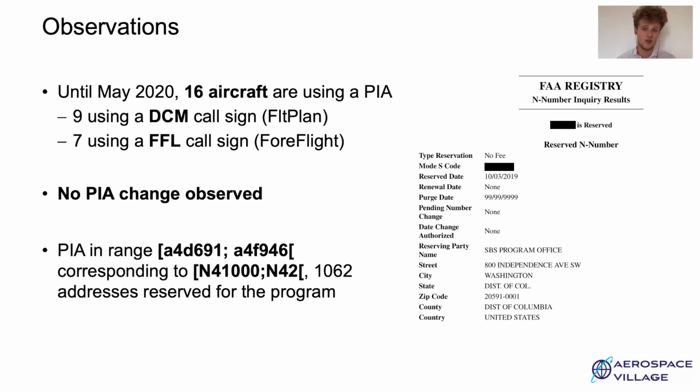So we did not observe any PIA change, although some operators have been using the PIA for much more than 60 days. We observed that all ICAO addresses that we suspected to be PIAs are in the N number range from N410000 to N42, and that 1062 official FAA registrations look like the one on the right, so that is reserved with no fee on the 10/03/2019 by the SBS Program Office.